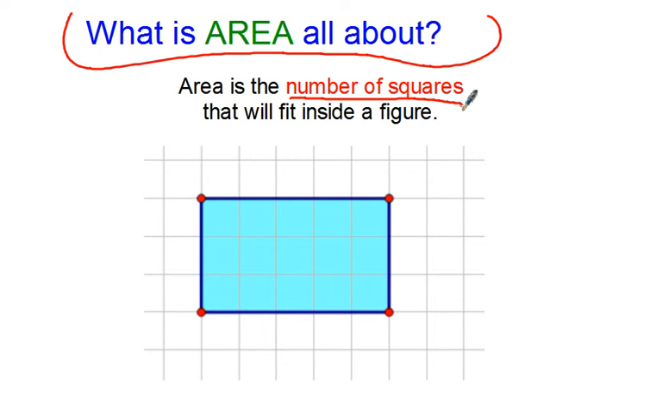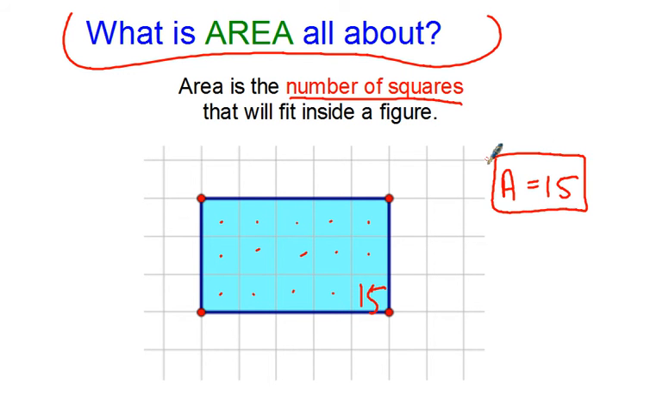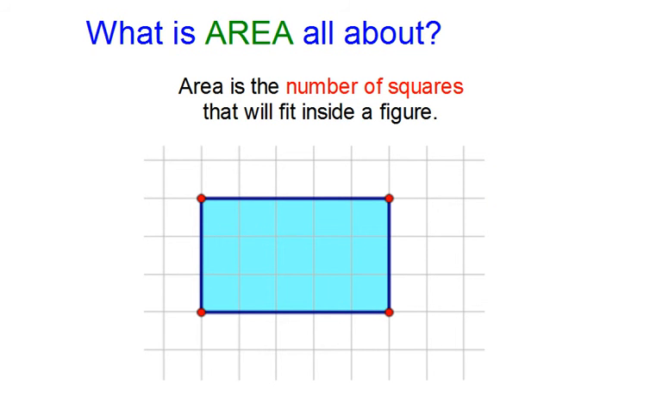So looking at this rectangle right here, if you simply count up the squares, 1, 2, 3, 4, 5, 6, 7, 8, 9, 10, 11, 12, 13, 14, 15, you see that 15 squares fit inside the figure, and so we would say the area of the rectangle is 15 square units. It's that simple. And of course, we could take a shortcut to come up with that number by noticing that the width of the rectangle is 5, the height of the rectangle is 3, and we're really just dealing with 5 groups of 3.